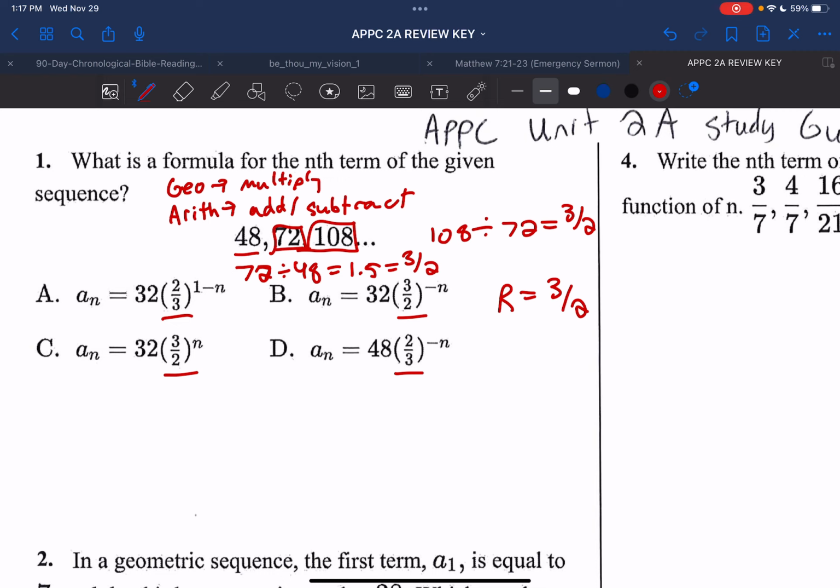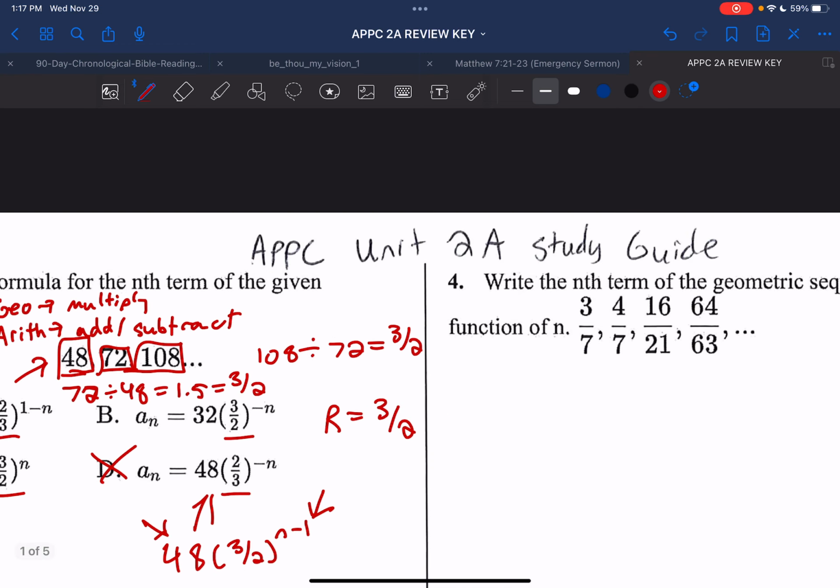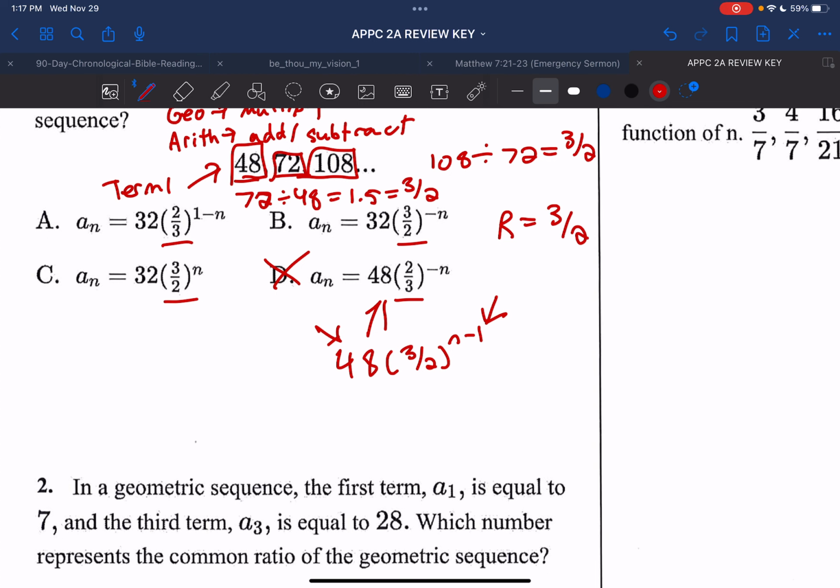And there's two ways I could write this. I can check and see. My first term here, term one, is 48. So for this to be correct, it would have to be written as 48 times 3/2 to the n minus 1, right? Because it's my first term, and my first term is here. So I know I have to write it for my zero term. So let's write out what we have. So an equals 48 parentheses 3/2 to the n minus 1.